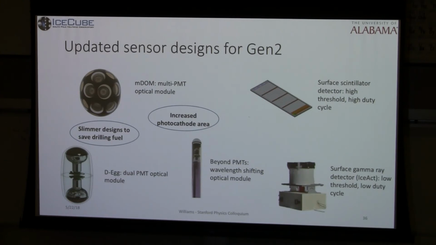For the surface detector, we've got two things that are under study. One is just scintillator, which is a good workhorse for cosmic ray detection. That has high threshold and high duty cycle. And then we're also looking at gamma ray detectors on the surface. This has a very low duty cycle compared to scintillator, about 10%, because we have to deal with the moon and auroras and all kinds of things. But it also has a much lower threshold, so that would be an interesting component of our veto.